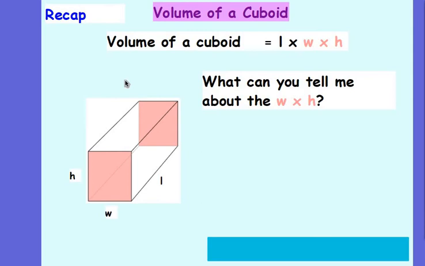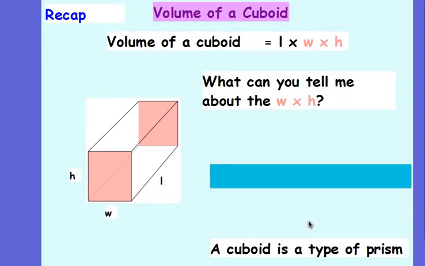Let's think back to our cuboids. We worked out the volume of a cuboid as length times width times height. What can you tell me about the width times the height, Jonas? It's a flat face, and this width times height is equal to the cross-sectional area. If I sliced that cuboid anywhere along, my cross-sectional area would always be equal to the width times the height. So, a cuboid is just a special type of prism.